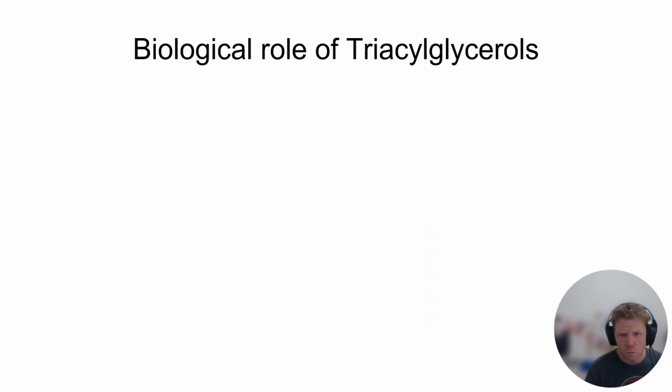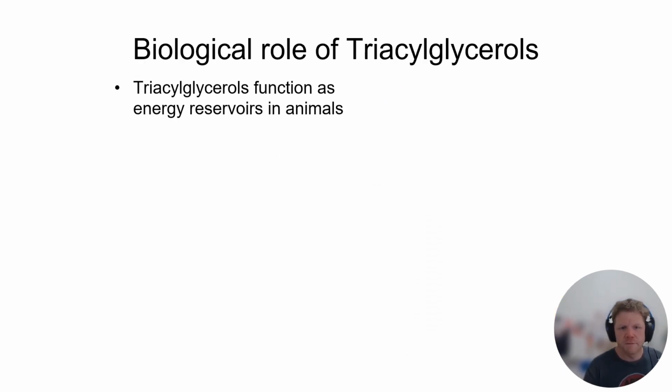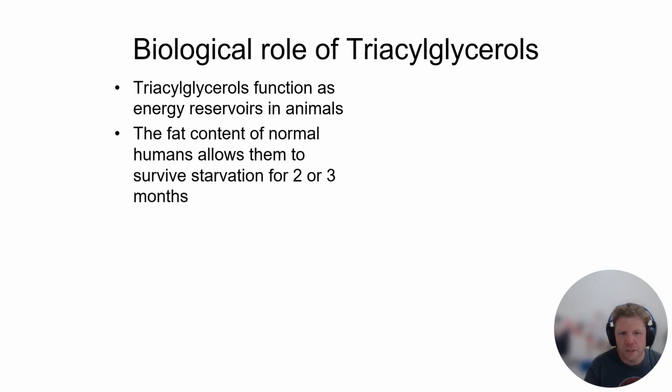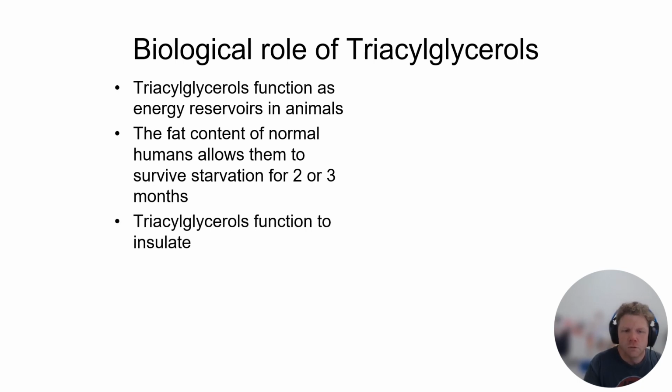Now, the biological role of triacylglycerols. They function as energy reserves in animals. If somebody has a high concentration of triacylglycerols or triglycerides, that means that they have a lot of energy that's available for them to extract. The fat content of a normal human allows them to survive starvation for 2 to 3 months. Triacylglycerols function to insulate, so in some conditions it will actually be a benefit to have more body fat.